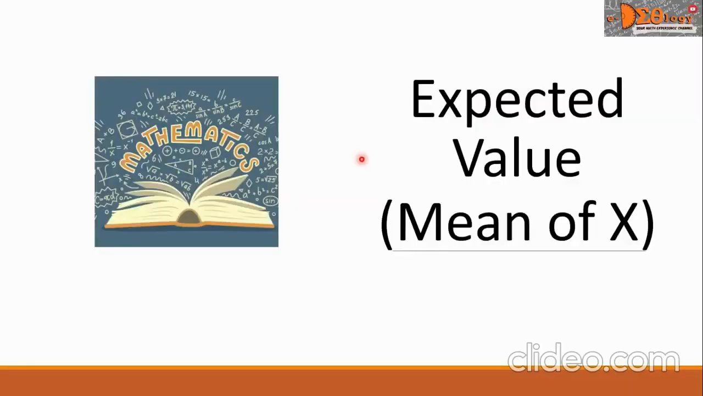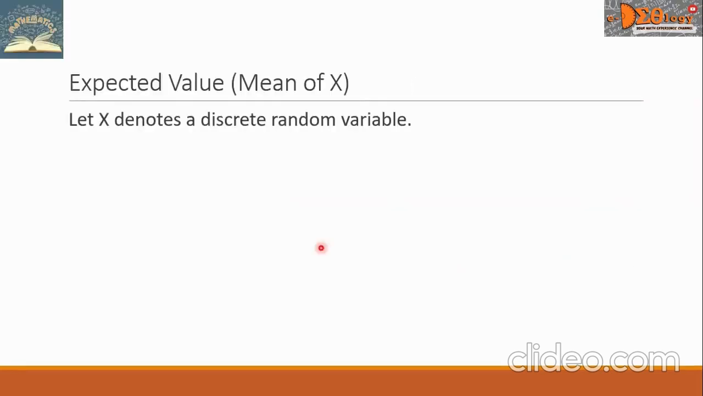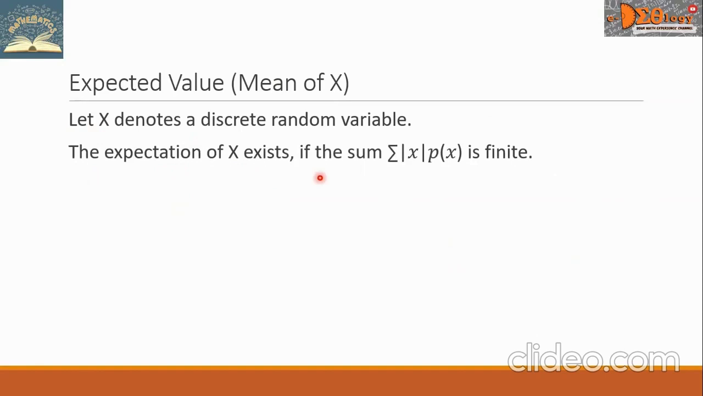Hi everyone. Today we're going to study expected value, also called the mean of capital X. Let capital X denote a discrete random variable. The expectation of X exists if the summation of the absolute value of x multiplied by P of x is finite.